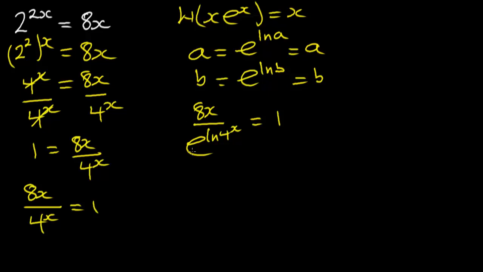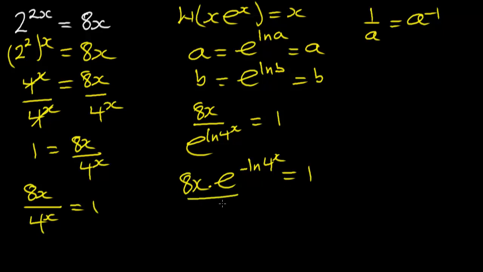From here we are going to rewrite the left hand side knowing that 1 over a is the same as a to the power negative 1. So when we bring this property over here, we are going to have 8x multiplying e to the power negative ln of 4 exponent x is equal to 1. And then from here we can divide through by 8. So 8 will take care of 8 and I'll be left with x multiplying e exponent minus ln 4x is equal to 1 over 8.